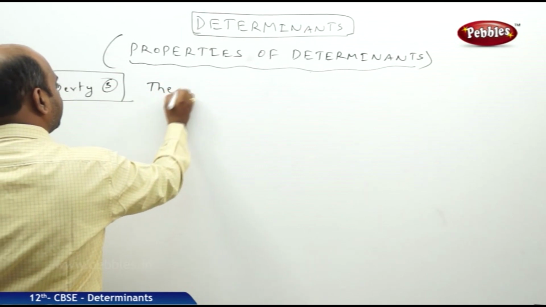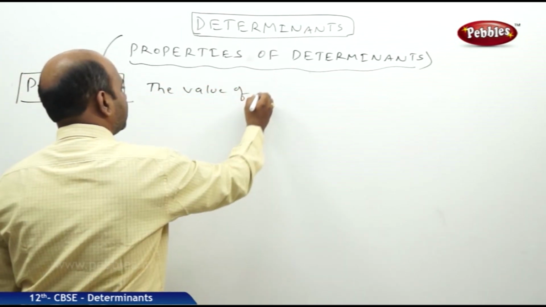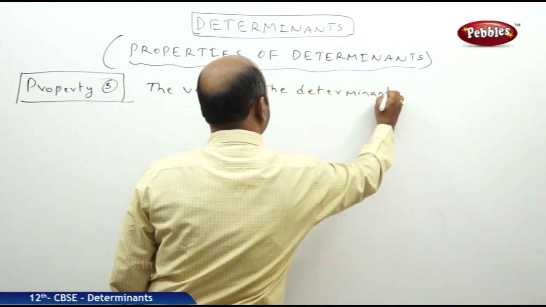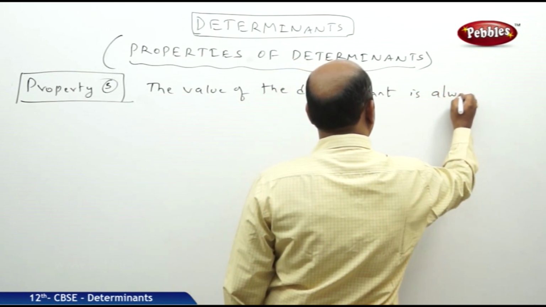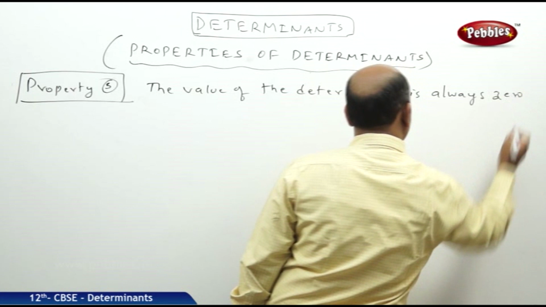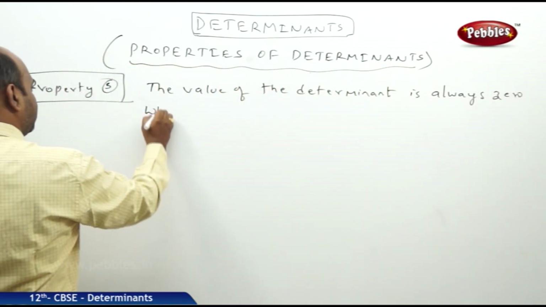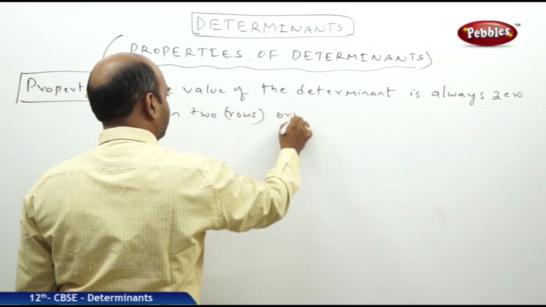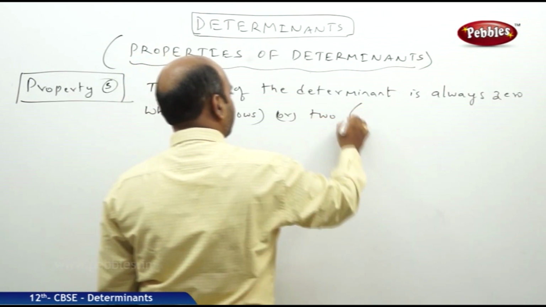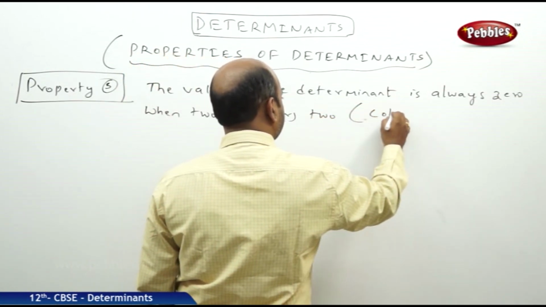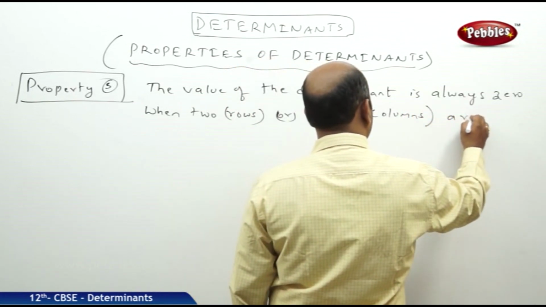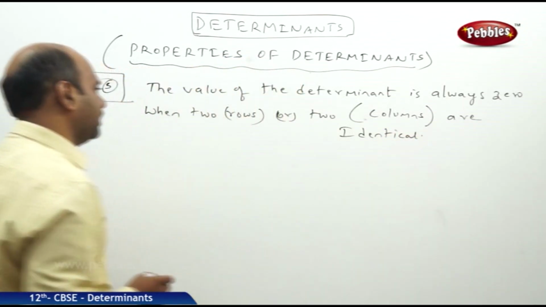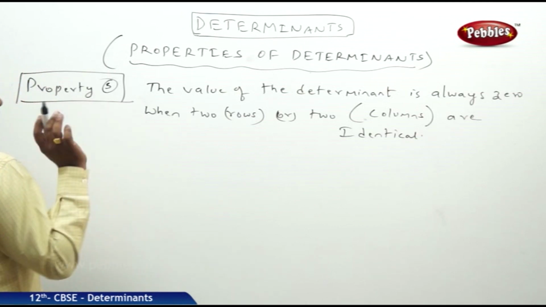Right. Property 3 we will be seeing: the value of the determinant is always 0 when two rows or two columns are identical. That means we can tell that when two rows or columns are identical, the value of the determinant is 0.